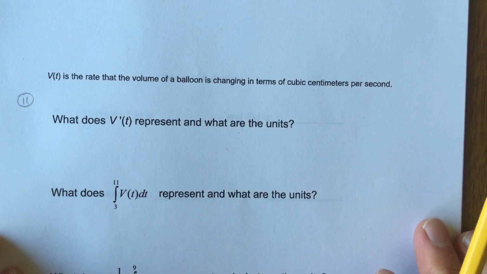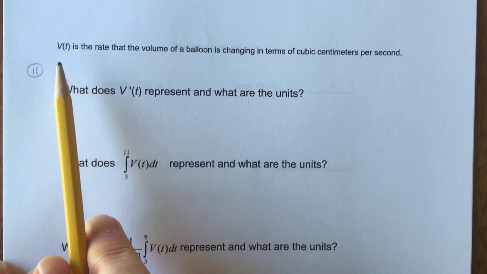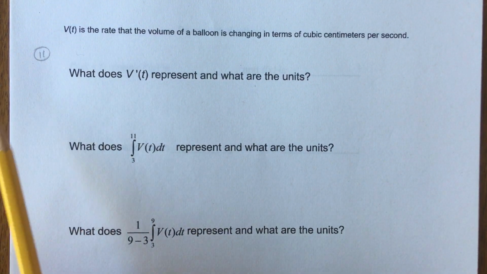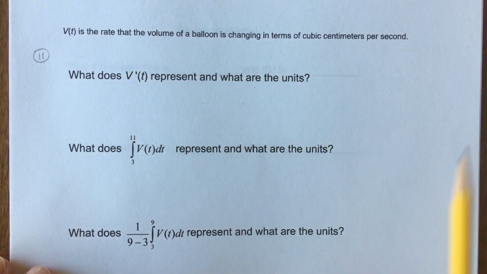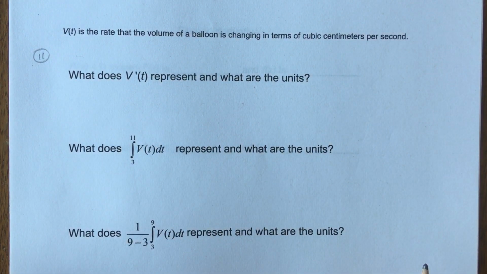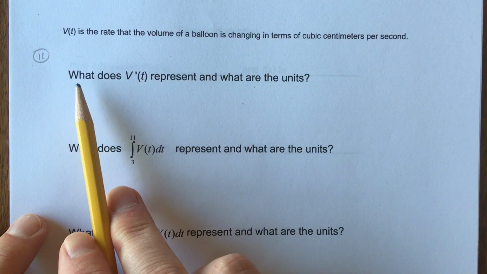Now we're going to do the same situation, but this time V of t is going to represent the actual rate. V of t is the rate that the volume of the balloon is changing, and we want to know what these things represent. So go ahead and pause and see if you can figure it out.